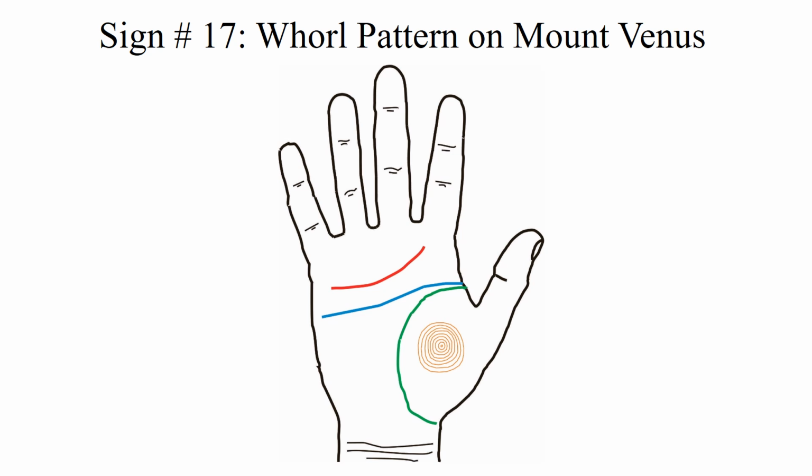Sign number 17, Whorl Pattern on Mount Venus. The presence of a whorl pattern on Mount Venus intensifies the qualities associated with Mount Venus. The qualities associated with Mount Venus include, among others, love, compassion, generosity, optimism, passion, and love of pleasures. The person, having this sign, would be very passionate, a pleasure seeker, and very enthusiastic about life.